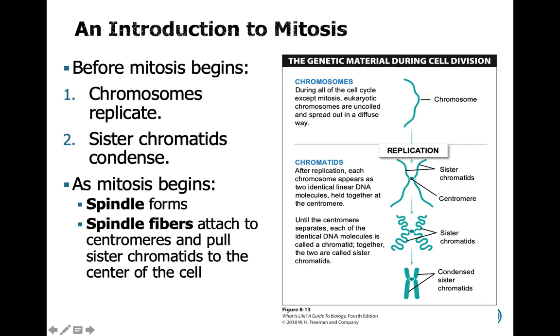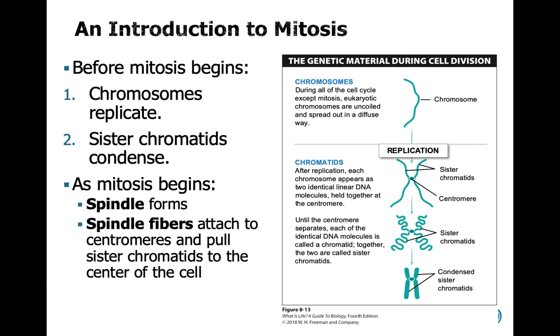Also in preparation for mitosis, we form something called a spindle. A spindle is basically a little organelle in the cell that produces microtubules that are going to grow and attach to the centromeres of the sister chromatids. The reason for this is that when they attach, they're going to line up the chromosomes so that they can be partitioned evenly.